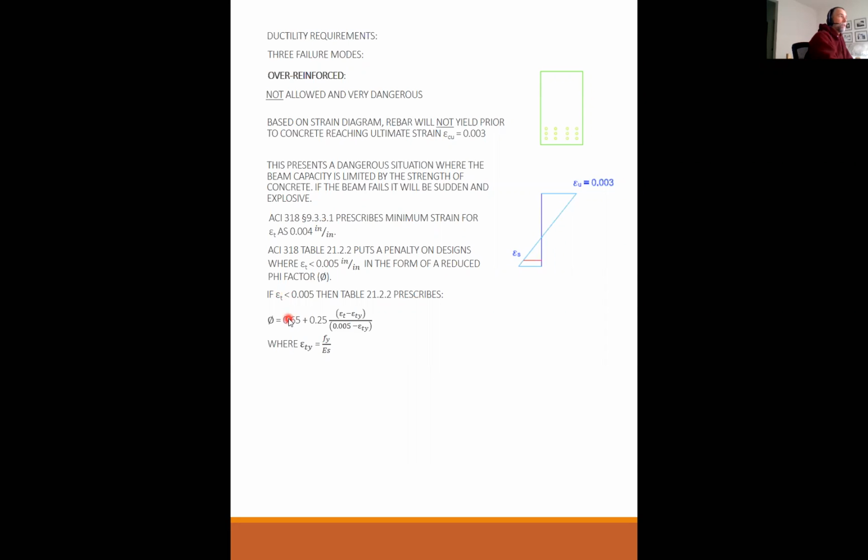Think of it this way. You have three possibilities. Epsilon sub t could be greater than 0.005, then phi is equal to 0.9. Epsilon sub t could be between 0.004 and 0.005. You have to use this interpolation, which is going to get you something less than 0.9. Or the third possibility is epsilon t is below 0.004, in which case your beam doesn't work. You have to start over.